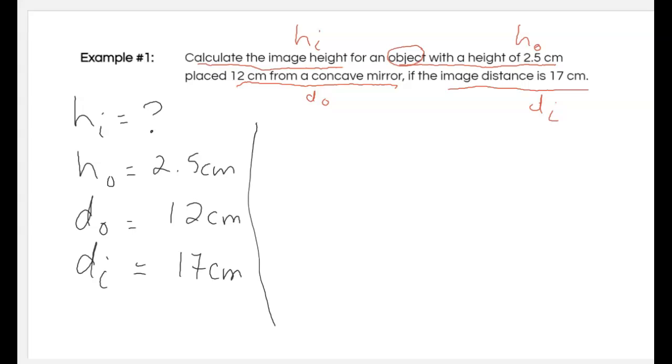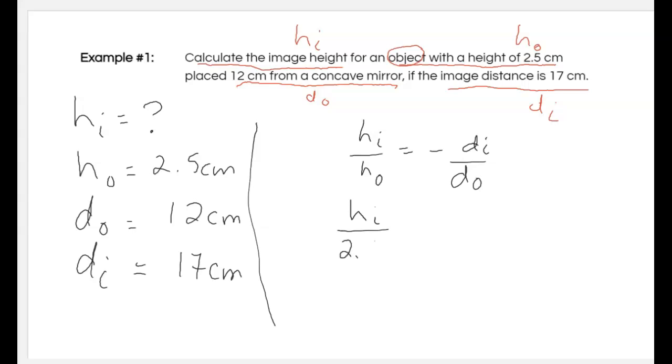So now the only tool available to me that relates the given information is our magnification equation, right? HI over HO is equal to negative DI over DO. Now this negative here is part of the equation. So if I had a negative value for either DI or DO, there would be two negatives, and then I'd have to think about what that means mathematically. Maybe we'll see that.